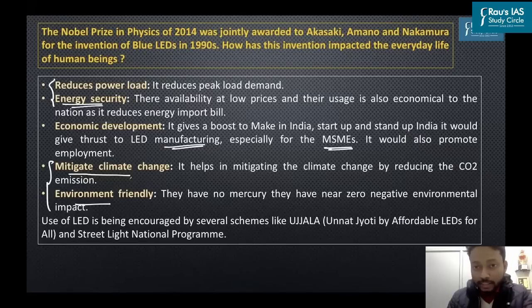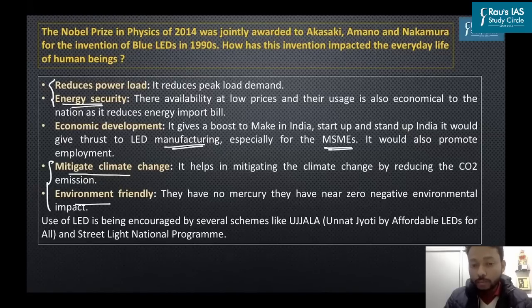It's also society. It's also social justice. It's also economy. It's also disaster management. It's also internal security. It's also environment. It's also polity and governance. Remember that. That's the nature of the science and technology section of GS paper 3, the UPSC mains exam. So you have to mention something that the Government of India has come up with to encourage the use of LED.